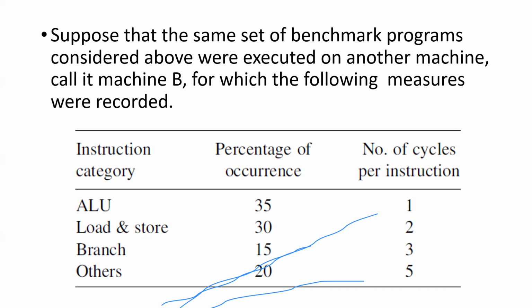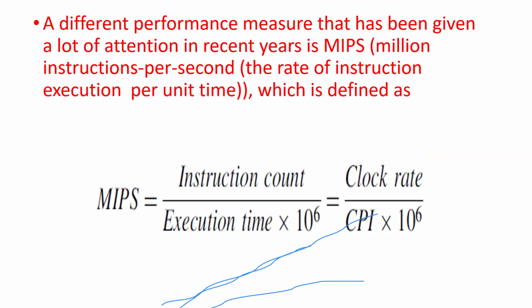Dennis, what answer did you get? Sir, can you please see the formula for the millions? Have you all written this one down? Yes. So this is the formula for the MIPS, that's the million instructions per second.